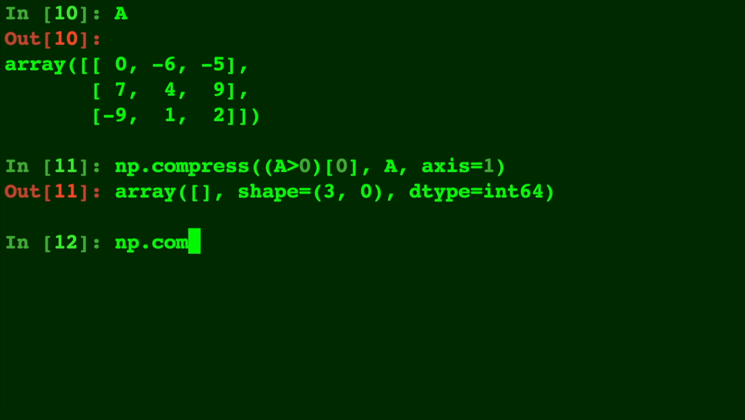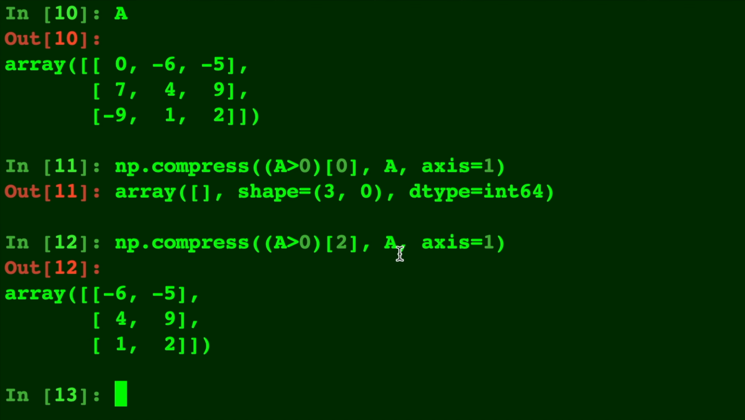Okay, let's do np.compress. We'll give it the mask of A greater than 0 once again. And this time, let's give it a different row to base it off of. Let's give it the second index or last row, A with axis equals 1. So it's going to take any column where the last row is greater than 0. So we have 1 right here that's greater than 0, so it gets that column. And 2 is greater than 0, so it also gets that column.